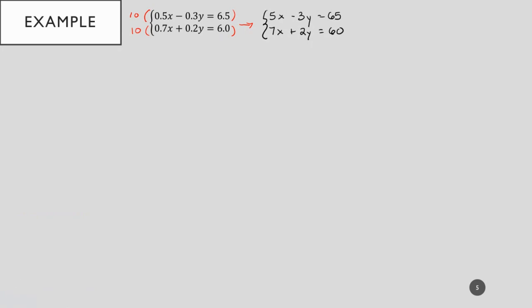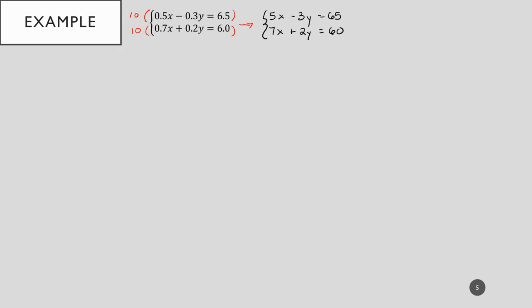Now that I've got a system with whole numbers, which is a lot easier to work with, I want to do the elimination process. And so I need to decide, do I want to get rid of x or do I want to get rid of y? You can do it either way. There's little things that you can look for. I usually, if I have 2 that are the opposite sign already, then I'll tend to try to eliminate that one. Like in this case, because the y terms already have opposite signs, I would probably go with that method.